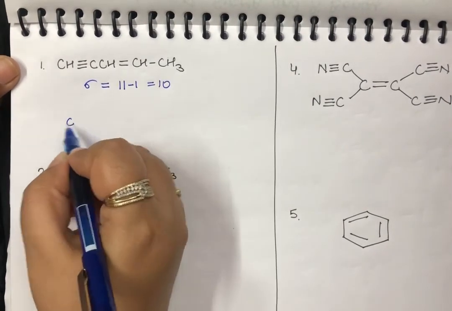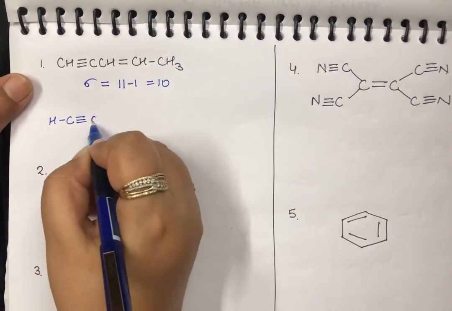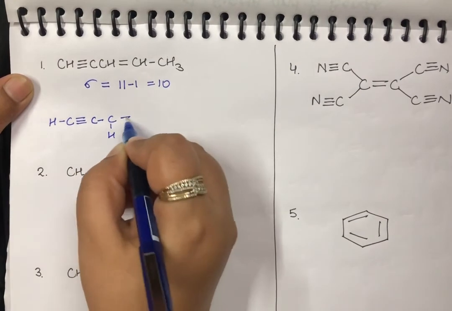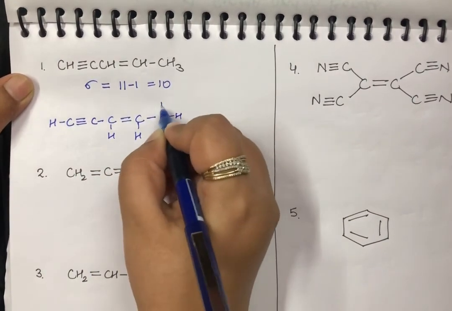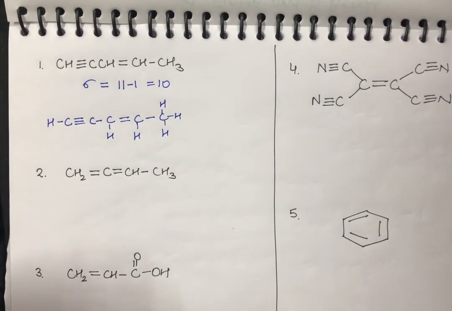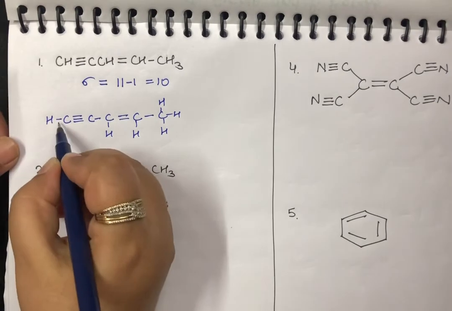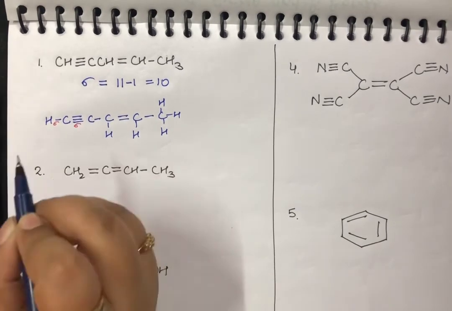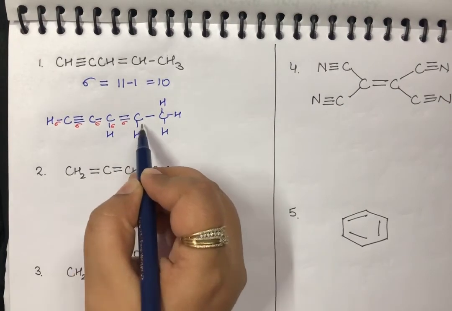Now I'll also write the expanded form of this molecule. This compound would look like this when you expand the structure here. So now if I start calculating, you can easily see that this is your sigma. The very first out of the triple bond is also sigma. This is sigma, this is sigma, this is sigma.